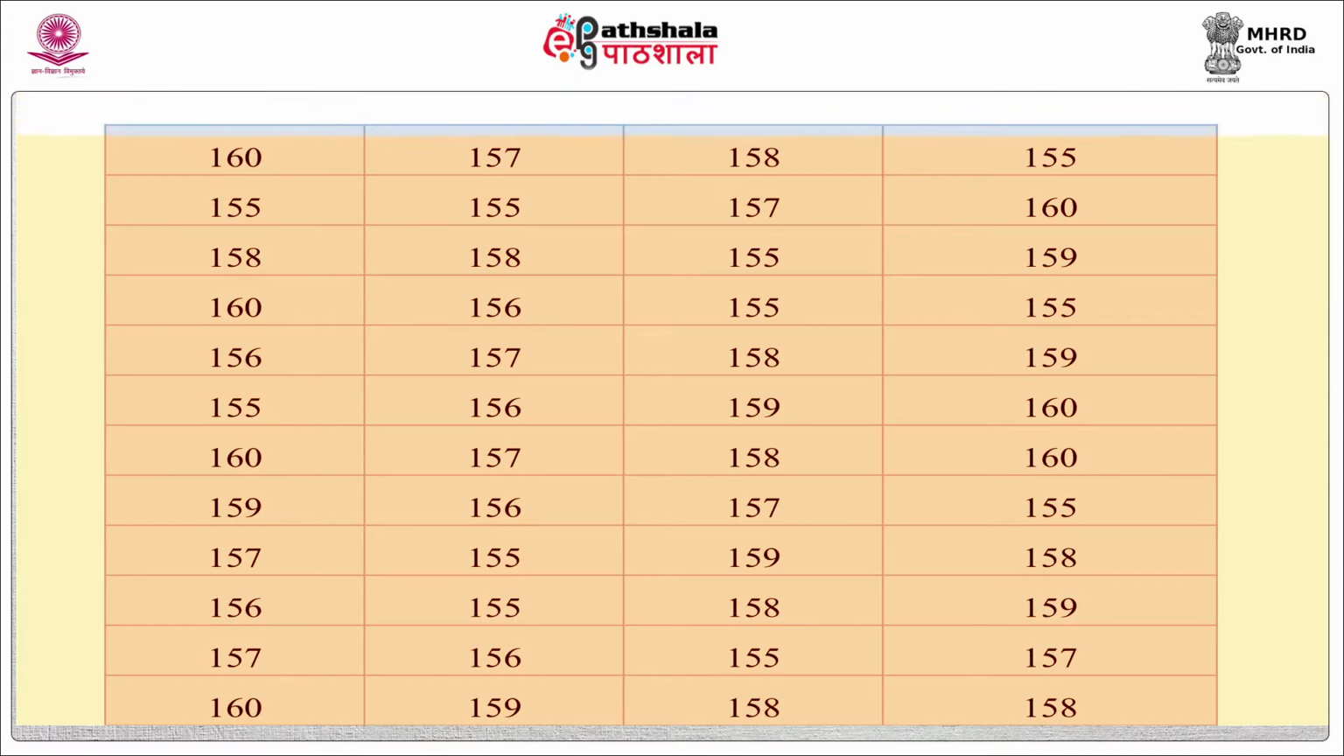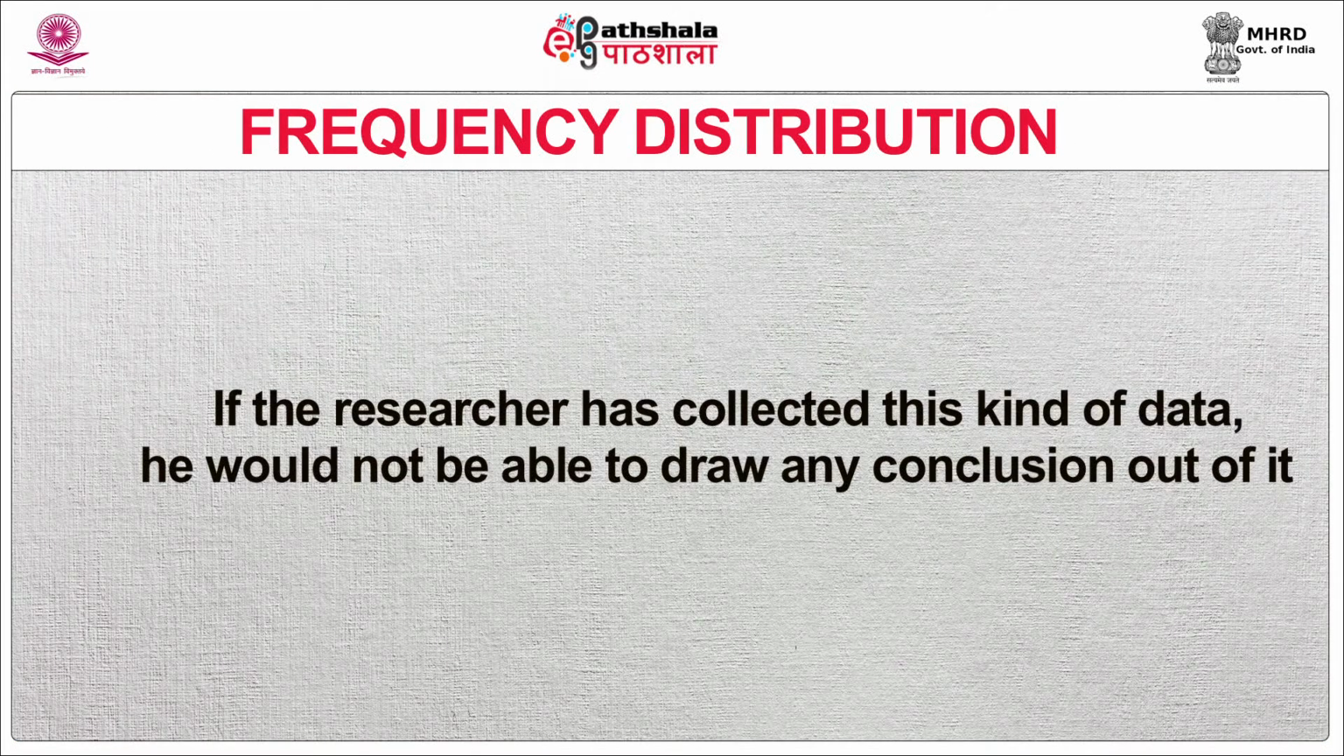Here are the heights in centimeters of 48 students in a class. Pause the tablet. Now, this is the data of 48 students' height. This table is denominated as individual series. If the researcher has collected this kind of data, he would not be able to draw any conclusion out of it. However, some of the points that are clear show that no one is shorter than 155 centimeters and no one is taller than 160 centimeters.